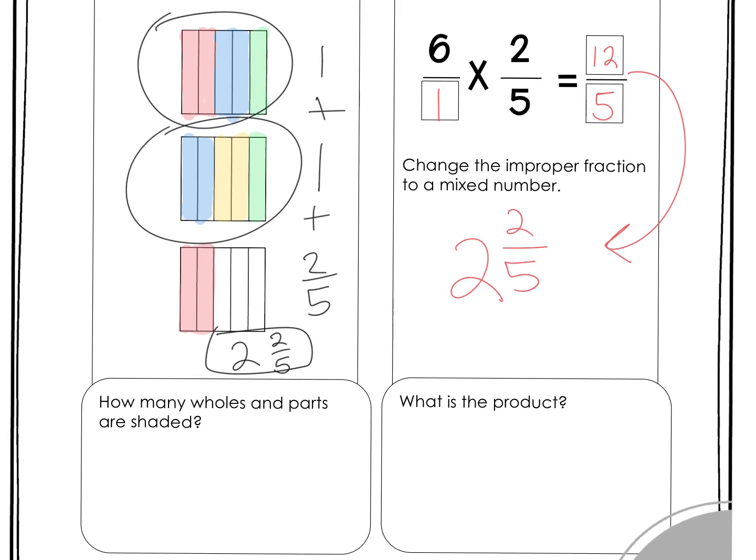Okay. Now when I'm looking at all of this, I need to answer these questions at the bottom because I think you have one just like this. So how many wholes and parts are shaded? I have 2 wholes and 2/5 parts. And then what is the product over here? My final product, I just fixed it here, is 2 and 2/5. Okay, that's it.